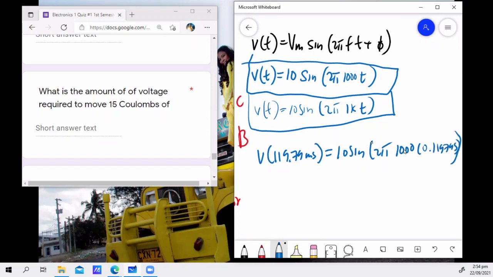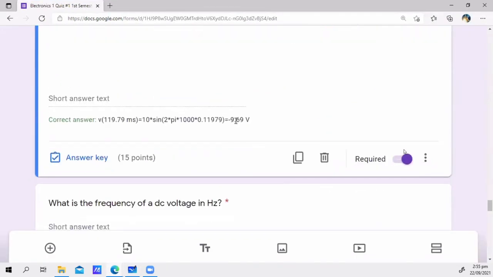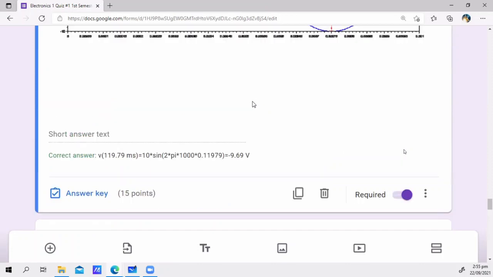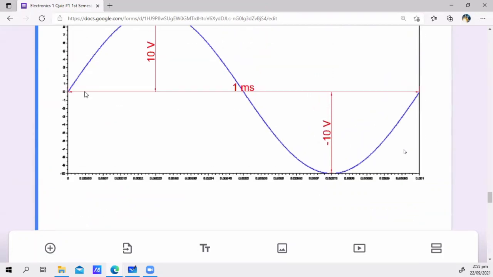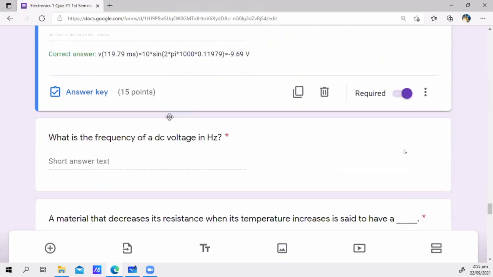But in Scilab, Scilab itself did the computing. So this is equal to, here is the answer, negative 9.69 volts. Remember, instantaneous voltage keeps changing depending on time. That's why its variable is V of t. This is a voltage as a function of time. The independent variable is the time. The dependent variable is V. Okay? Small letter v because it is AC.